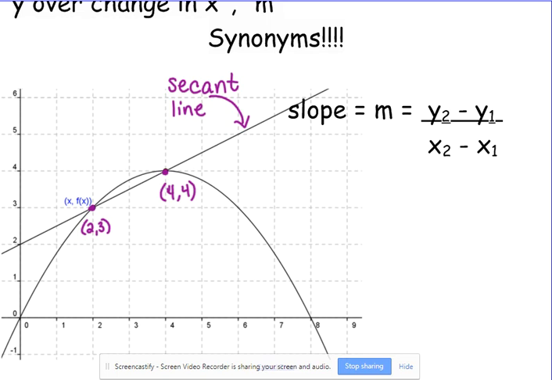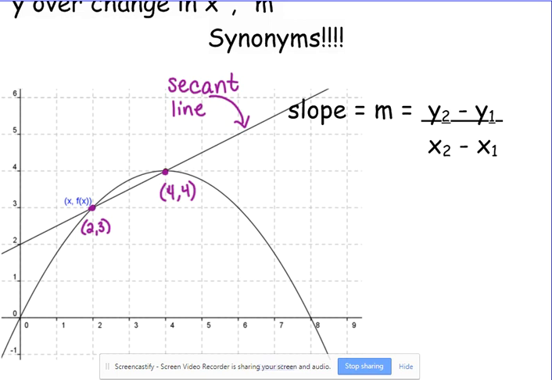We could have put it through (4, 4) and (8, 0). It would have been a completely different line, but that's another secant line. You can have infinitely many secant lines on a curve, but the premise is a secant line passes through 2 points on the same curve.